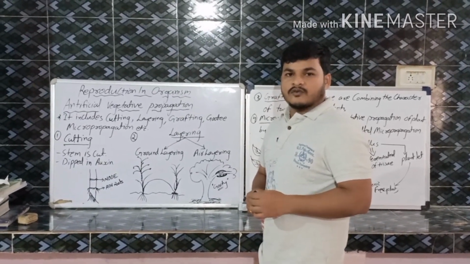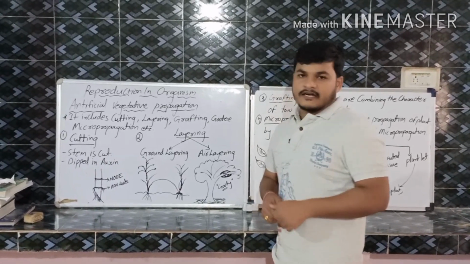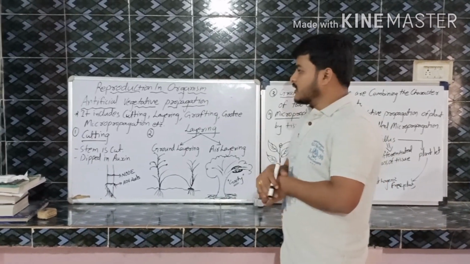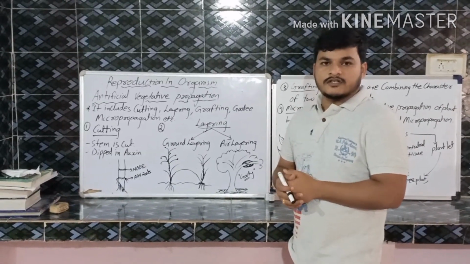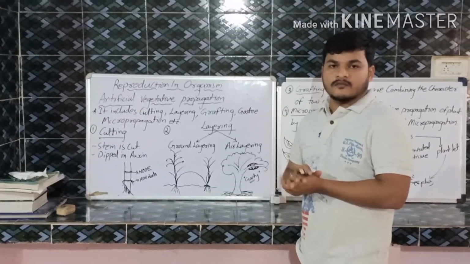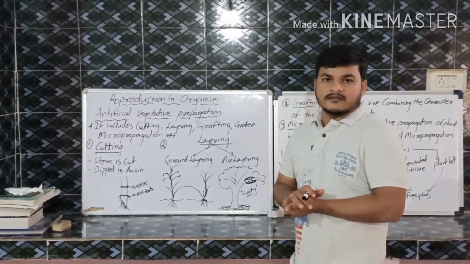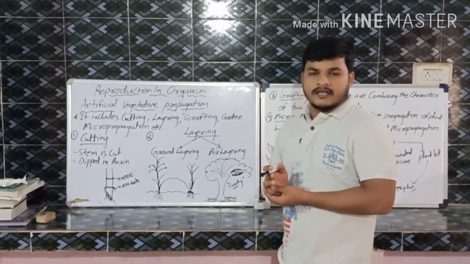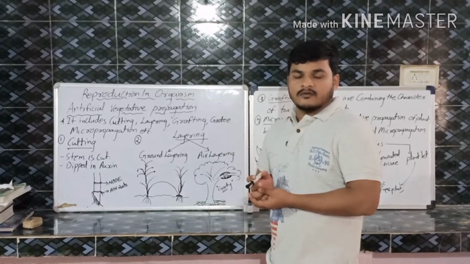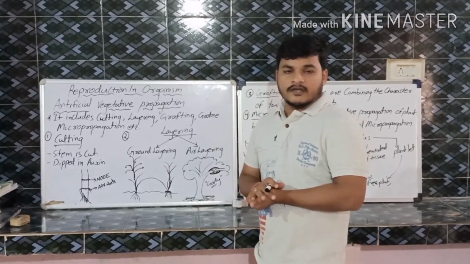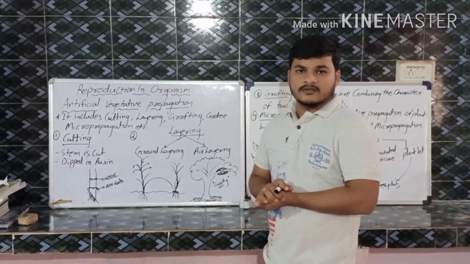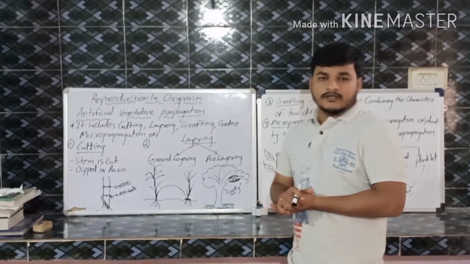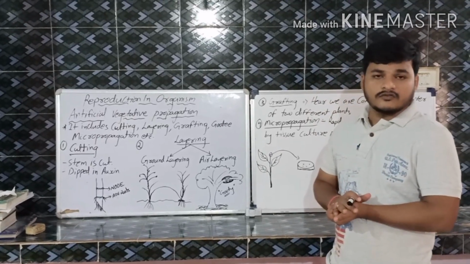In this part, we are going to study artificial vegetative propagation. In our previous class, we already learned about natural vegetative propagation. We also know that plant parts, like the stem, the root, some examples of bulb, some of the rhizomes, and other parts like the offset, also help in vegetative propagation in the natural method.